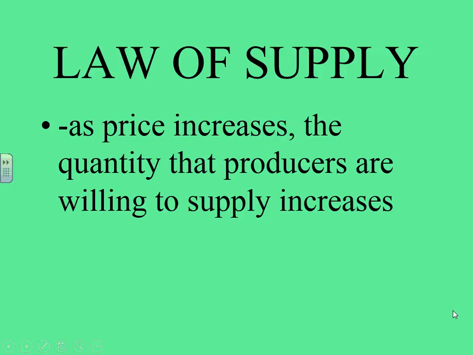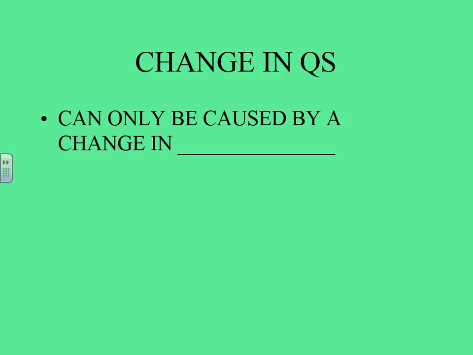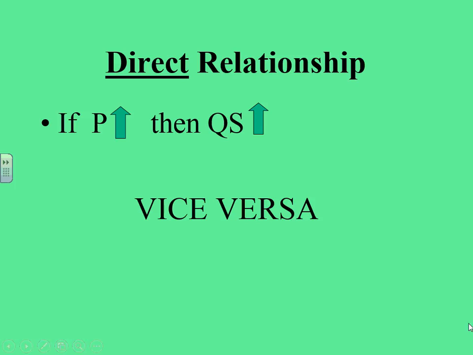Okay, so the law of supply states that as prices go up, the quantity supplied that producers are willing to supply also goes up. And so we would say that the law of supply, that there is a direct relationship between price and quantity supplied. And just like with demand, there's only one thing that can cause a change in quantity supplied, and that is price. And so instead of an inverse relationship, supply has a direct relationship between price and quantity supplied.